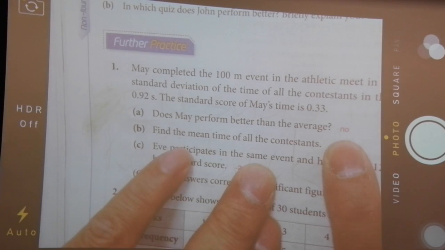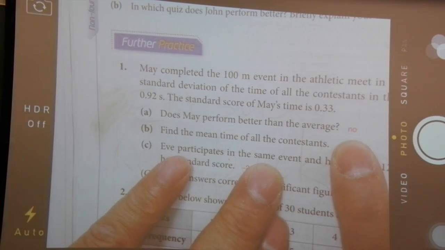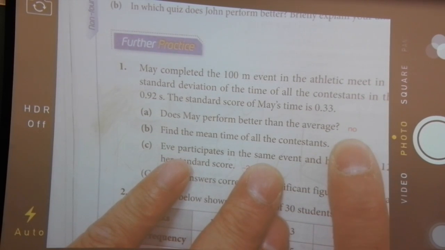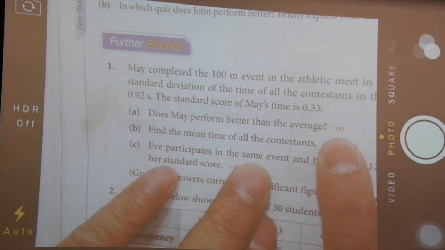Okay, now find the mean time of all the contestants. How to do it? Well, actually, when you look at 14.2, you know that it is slow. She is slow. But how to calculate the mean time?